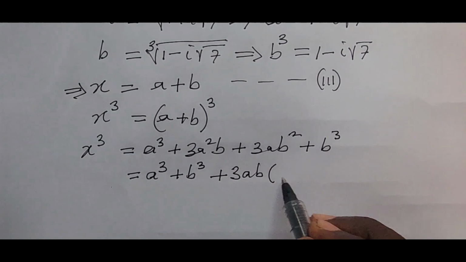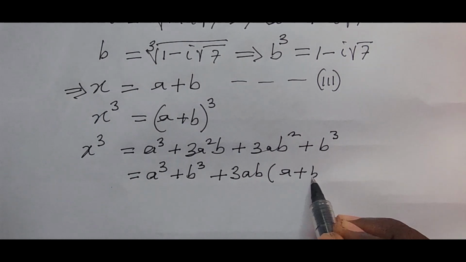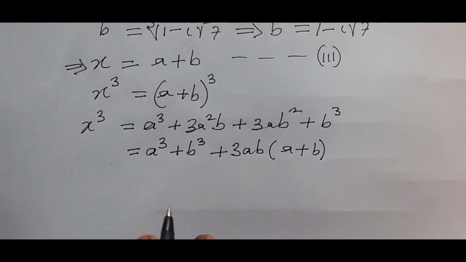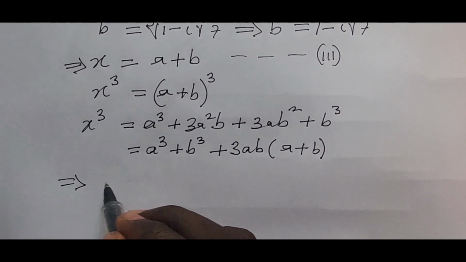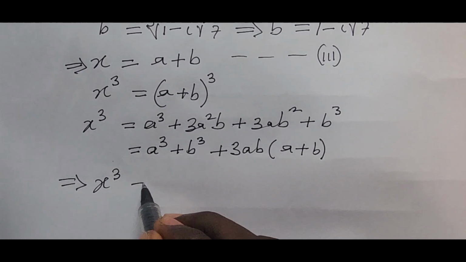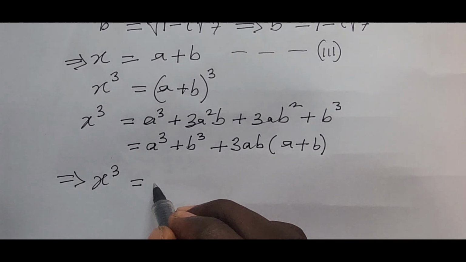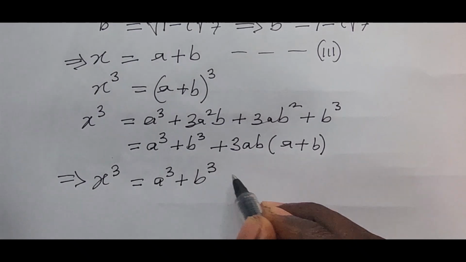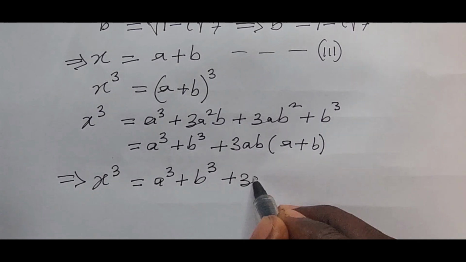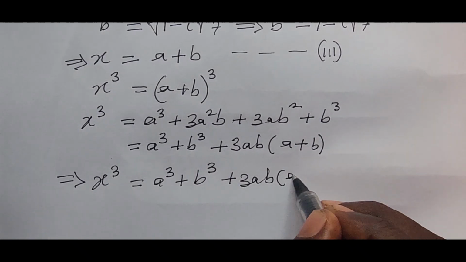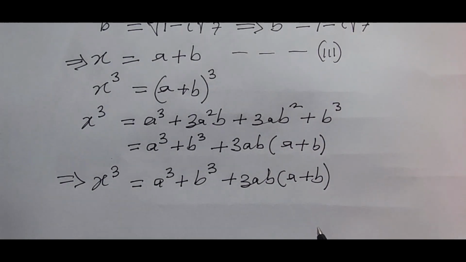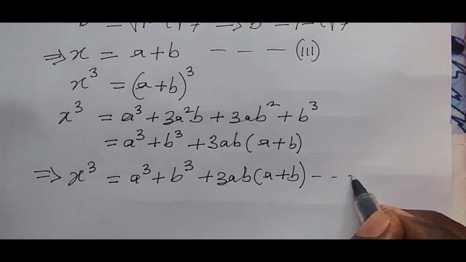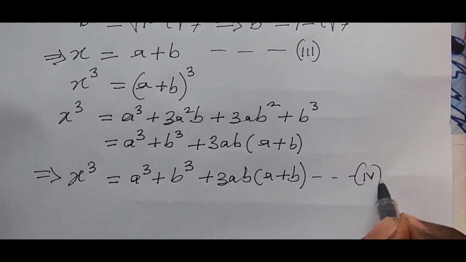What we are left with is a plus b close bracket. So we now have, therefore, x to the power of 3 is equal to a to the power of 3 plus b to the power of 3 plus 3ab bracket a plus b close bracket. Let's give this equation 4.